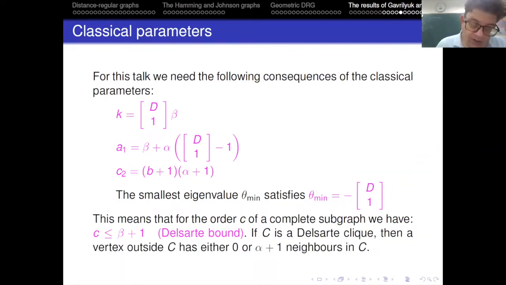Similarly, alpha has a combinatorial meaning. If C is a Delsarte clique, then a vertex outside C has either 0 or alpha plus 1 neighbors in C. So it's either alpha plus 1 or 0. I will need this, which we used yesterday in the characterization by Metsch.